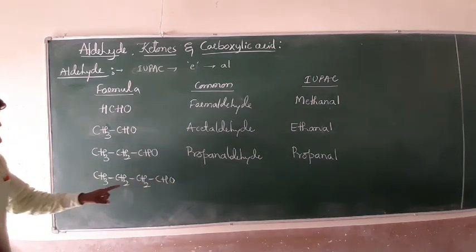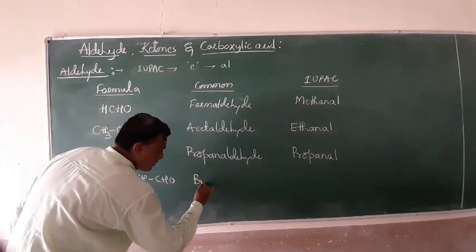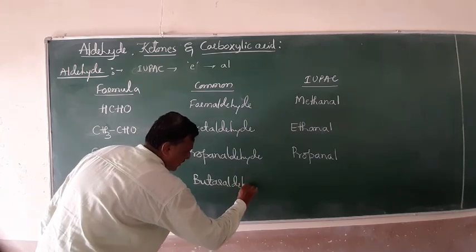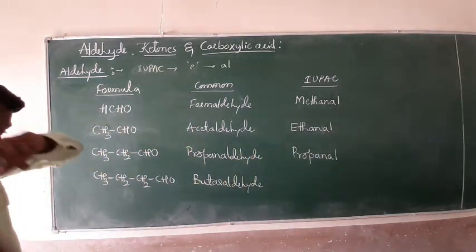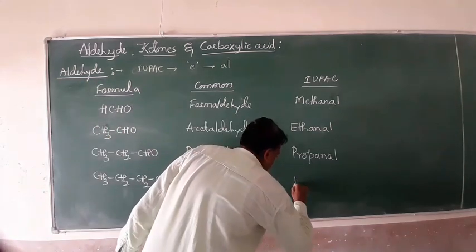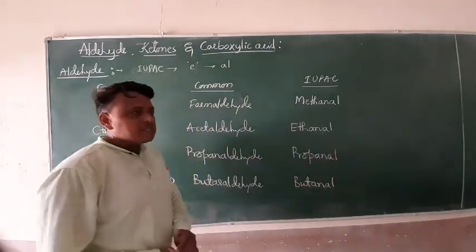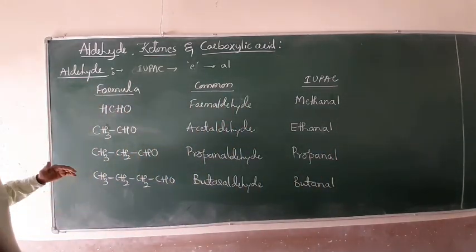And now we have CH3CH2CH2CHO. How many carbons? 4. It is derived from butyric acid. The name of this compound is butyraldehyde. It has 4 carbons, derived from butane. So the IUPAC name is butanal. This is the simple nomenclature of aliphatic aldehydes in our syllabus, friends.